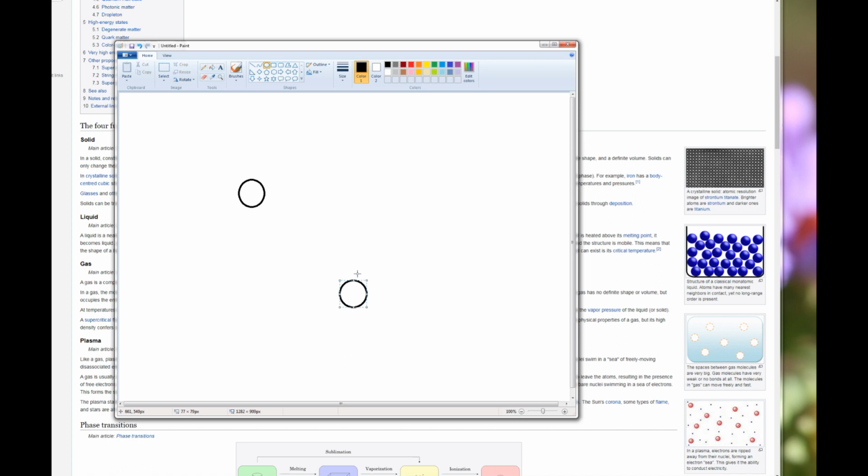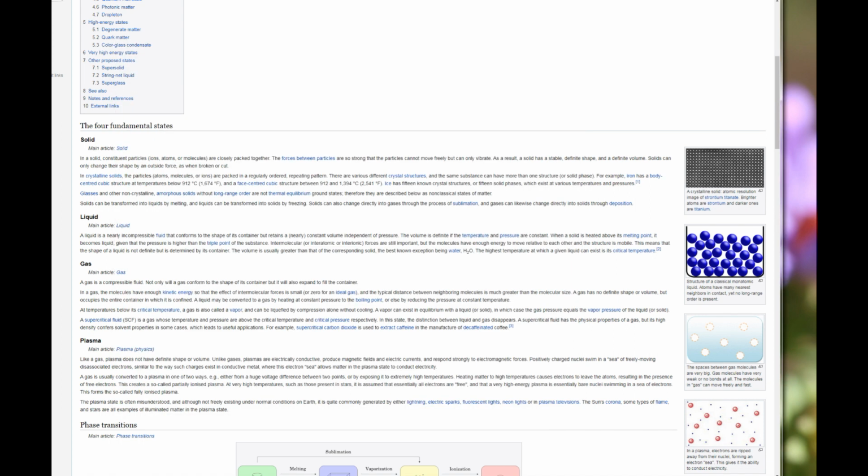And then the fourth state of matter, plasma. Like a gas, plasma does not have a definite shape or volume. Unlike gases, plasmas are electrically conductive, produce magnetic fields and electric current, and respond strongly to electromagnetic forces. Positively charged nuclei, or the nucleus of an atom, swim in a sea of free-moving dissociated electrons.